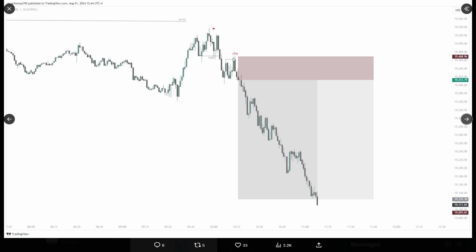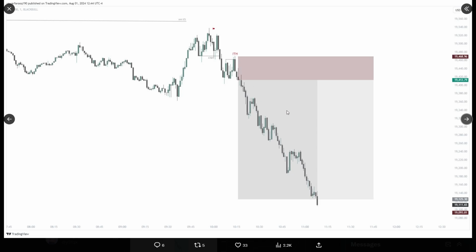Now my entry pattern is after intermediate term high. You can enter on a market structure shift or anything, even though I don't recommend that, but it just depends on you. You can have your own entry models and it works with that. This model just gives you logic, and you can use any entry pattern.